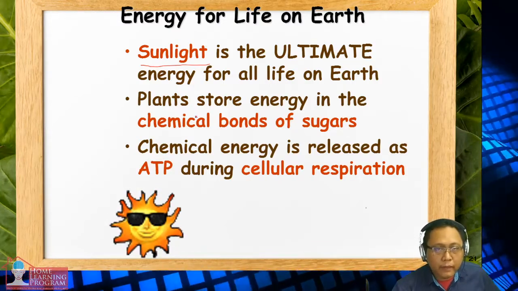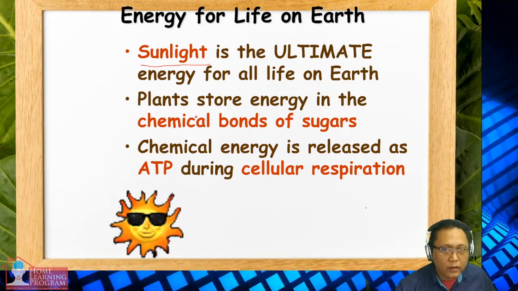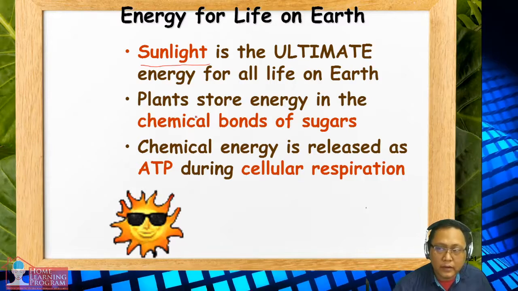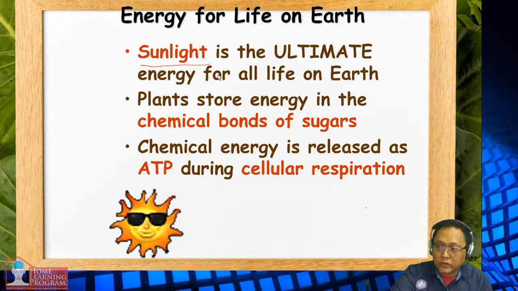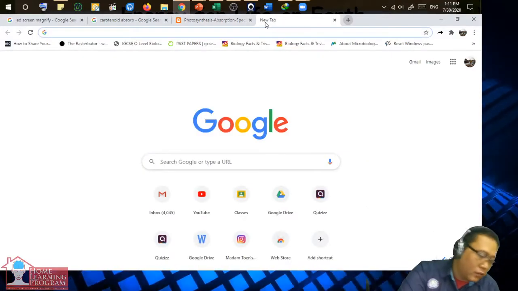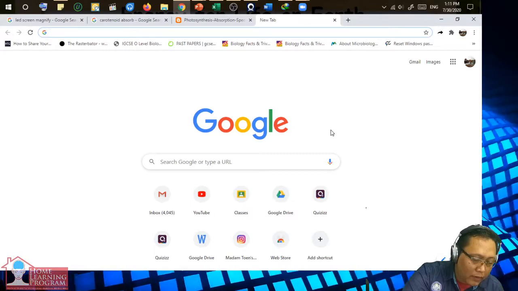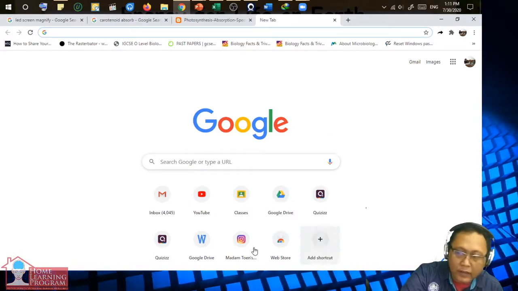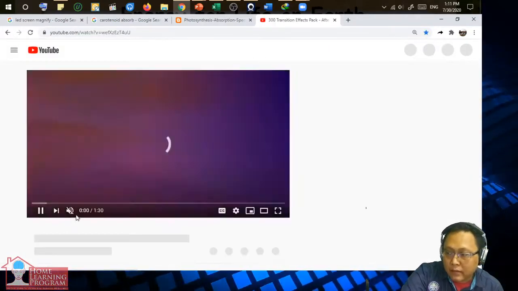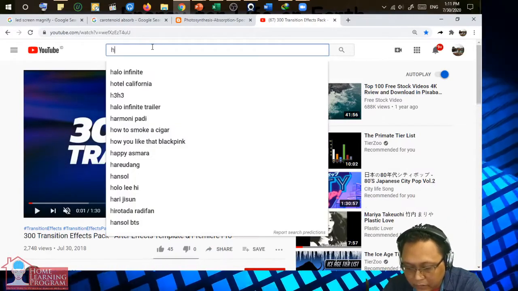Now, does it mean that life cannot exist without sunlight? The answer is no, because there are many instances where life is thriving even in the absence of sunlight. So for example, in these hydrothermal vents.